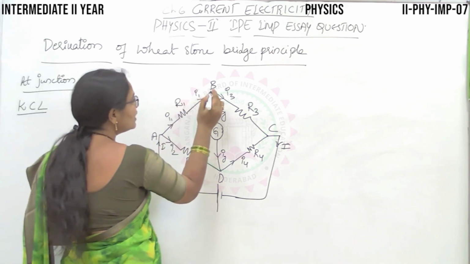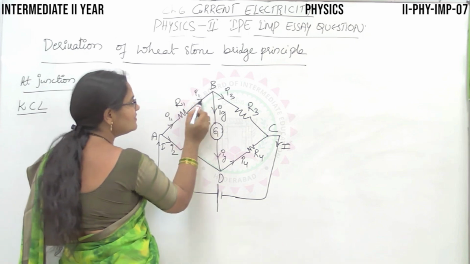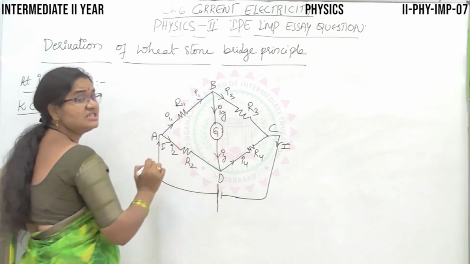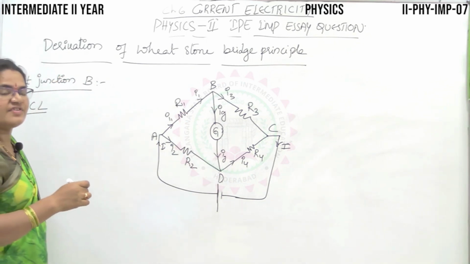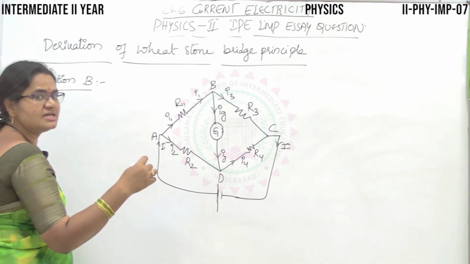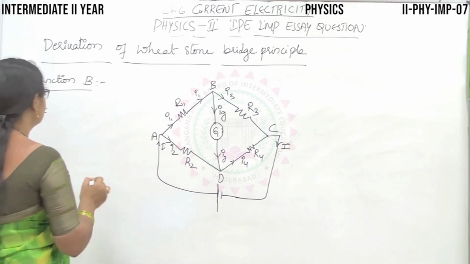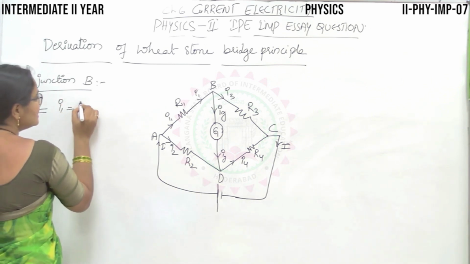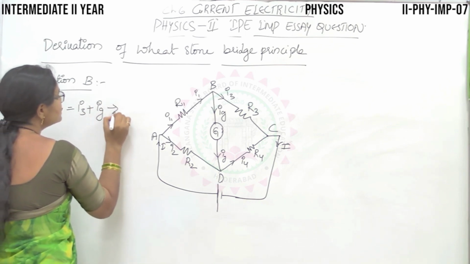At node B, what are the currents that are entering? I1 is entering. What are the currents that are leaving? I3 and Ig are leaving. According to Kirchhoff's current law, the sum of the currents entering a junction is equal to the sum of the currents leaving the junction. So I1 is entering, and I3 plus Ig are leaving. Very good. So, this is equation 1.